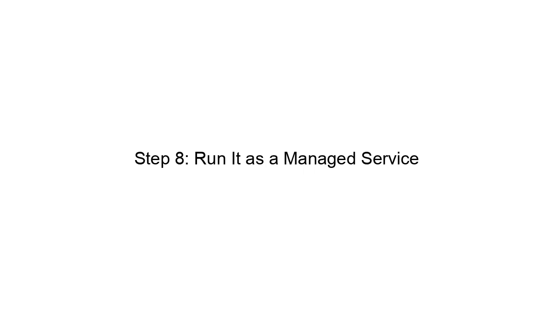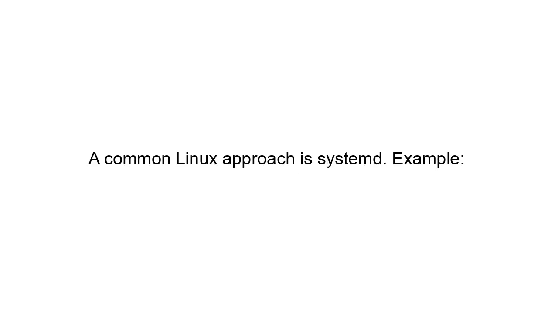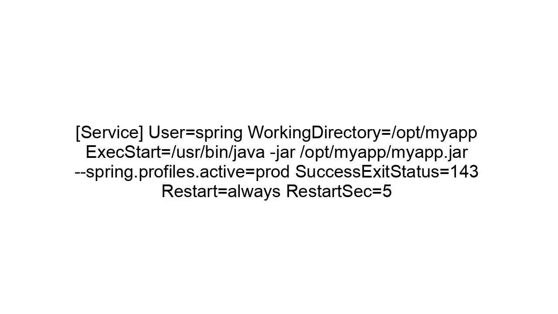Step 8. Run it as a managed service. In production, you usually should not start the jar in a random terminal window. Instead, run it under a process manager or service manager so it can restart automatically and start on boot. A common Linux approach is systemd. Example: [Unit] Description=My Spring Boot App, After=network.target. [Service] User=spring, WorkingDirectory=/opt/myapp.